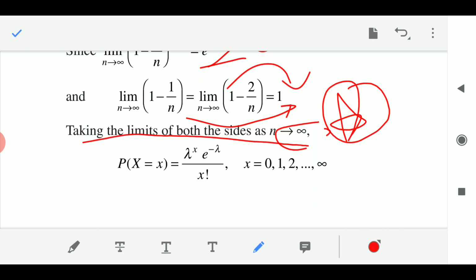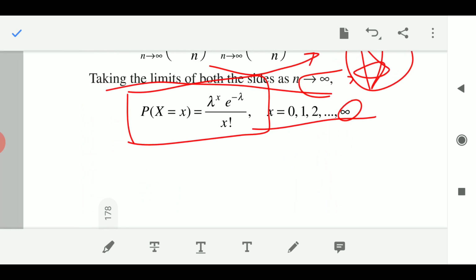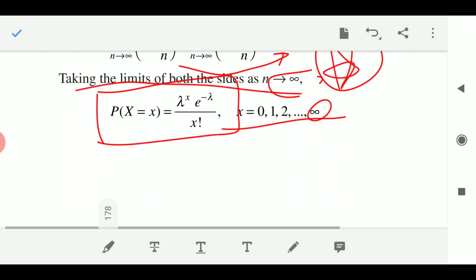Hence we get probability of X equals x is equal to lambda to the power x e to the power minus lambda upon x factorial, x equals 0, 1, 2, 3 and so on up to infinity. Yes, important. Up to infinity we are going here, unlike in the case of binomial distribution. Right? Fine.